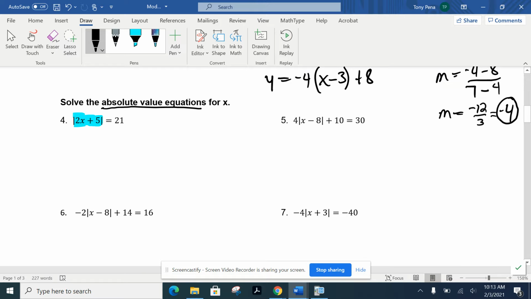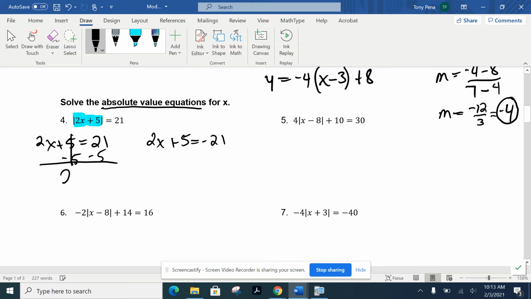All right, so with our absolute value equations, as long as this is set equal to a positive number, you're going to get 2 answers. We're going to take this 2x plus 5 and set it equal to 21. But as long as we set it equal to a -21, the absolute value would still give us a positive 21. So we set that up, and then we just solve both of those equations. This one should end up with 2 different answers.